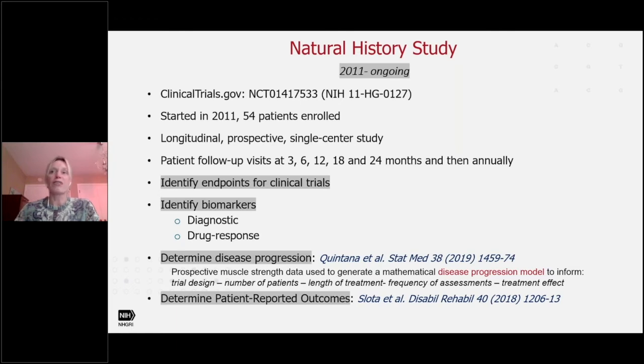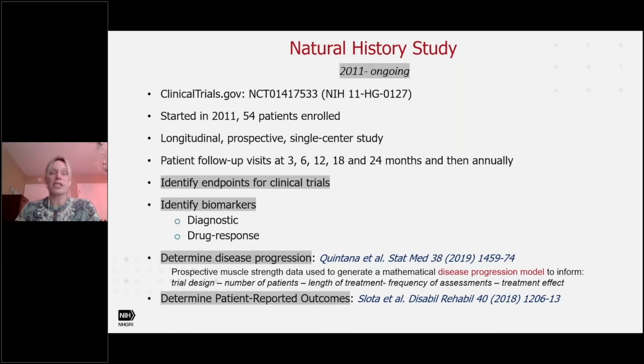And unfortunately, in rare diseases, it has been difficult to identify well-suited endpoints, and some trials have to be stopped because the endpoints are not well chosen or identified before the trial starts. So the natural history study is also used to identify biomarkers, both for diagnosis and drug response. I talked about that a little bit.